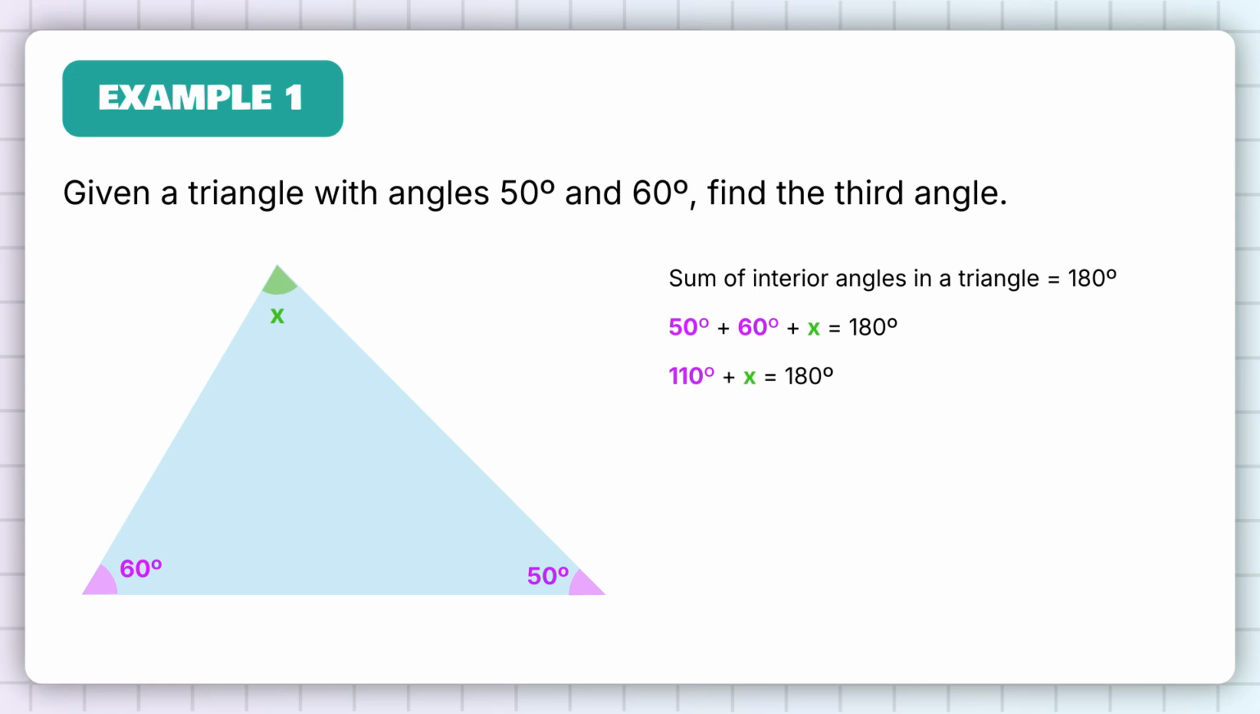The next step is to rewrite this in terms of x. To do this, we subtract 110 degrees, getting x equals 180 minus 110. Then we simply have to do the maths. 180 minus 110 is 70, and therefore x, the third interior angle, is 70 degrees.